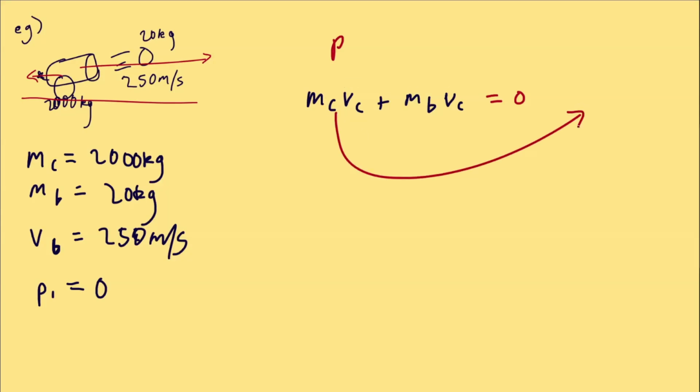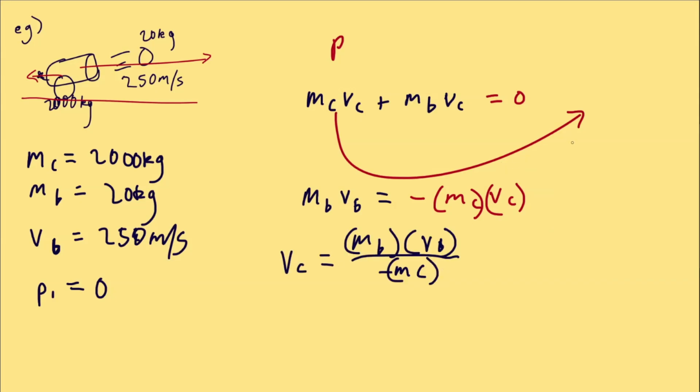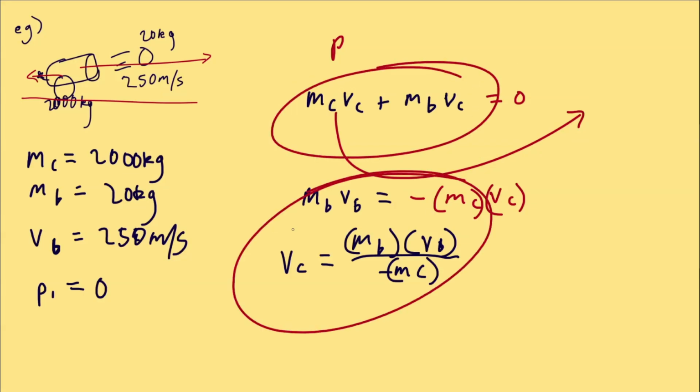So let's move this to its own side. Mass of the ball times the velocity of the ball. Momentum of the ball is equal to the negative momentum of the cannon. Now we will divide by mass of the cannon to fully isolate the velocity of the cannon. And you get this equation right here. So now we've set up an equation where we can solve for this. And we got this from the conservation of momentum equation.